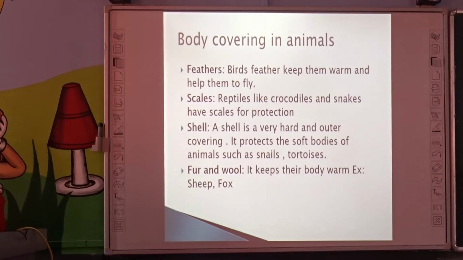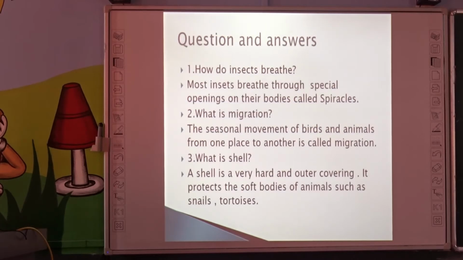Shell. A shell is a very hard outer covering. It protects the soft bodies of animals such as snails and tortoises. Fur and wool keep their body warm. Examples are sheep and fox. Next, question and answer.